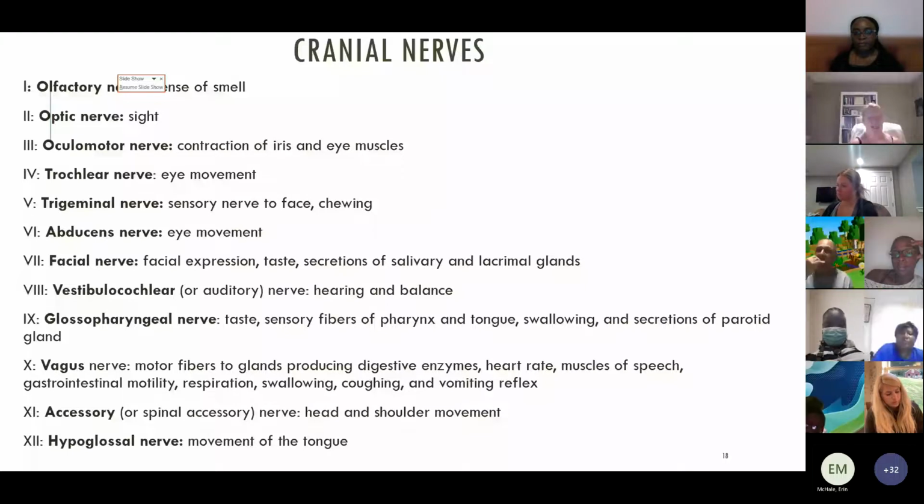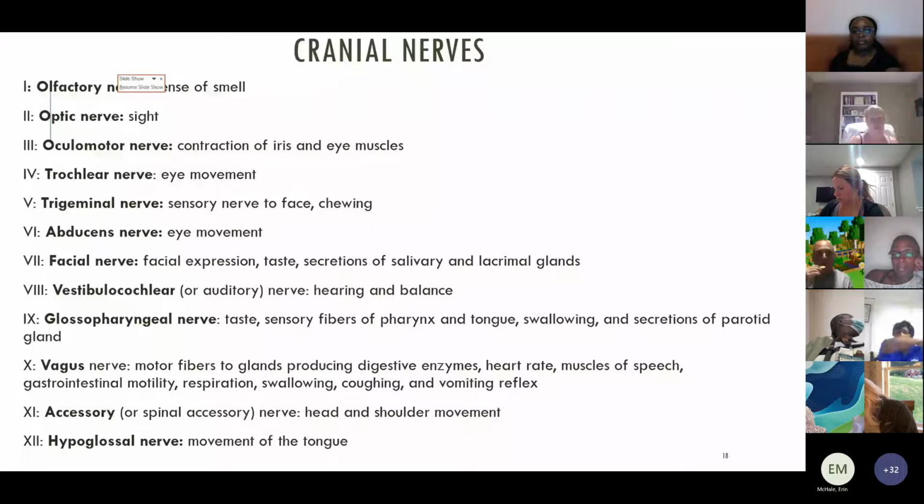And then we have our vagus nerve. So this is responsible for helping to make those digestive enzymes that help break down our food. It's going to be responsible for our heart rate, our speech, our gastric motility, our breathing, our swallowing, our coughing, and our vomiting reflex. Then we have accessory muscles, also known as our spinal accessory muscles.